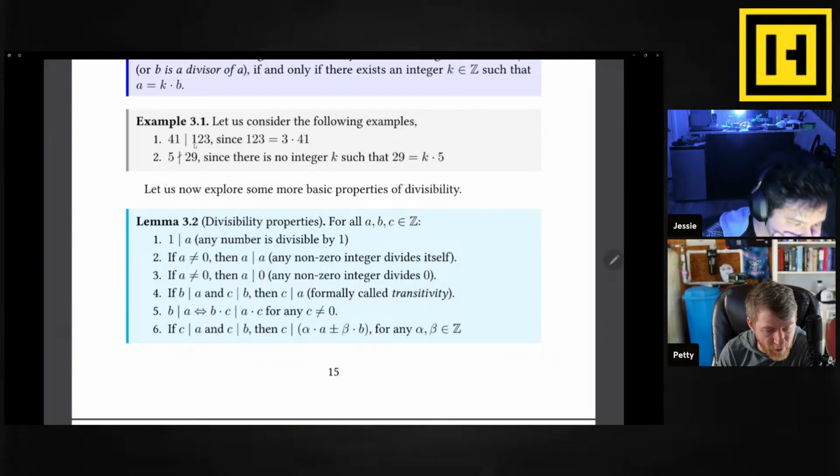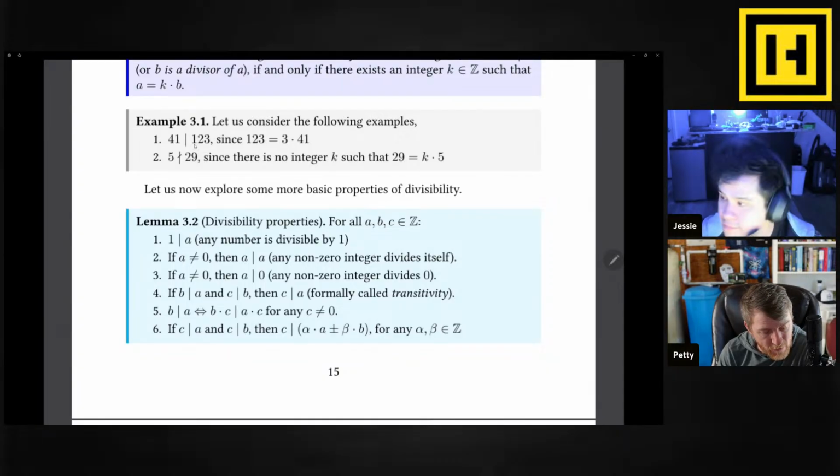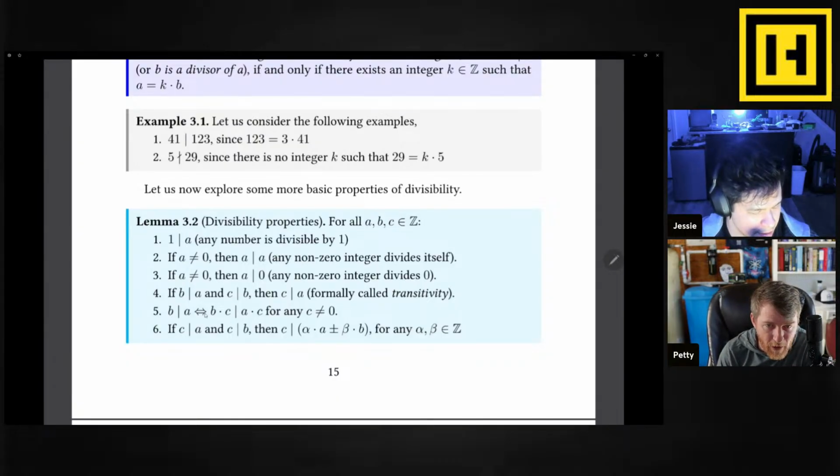Property 5: B is a divisor of A, and B times C is a divisor of A. What's the back and forth symbol there? I forget. Which one? Number 5. What is that? Double arrow. I forgot to say that. It's the same thing basically. That's how I read it. It's the same thing.